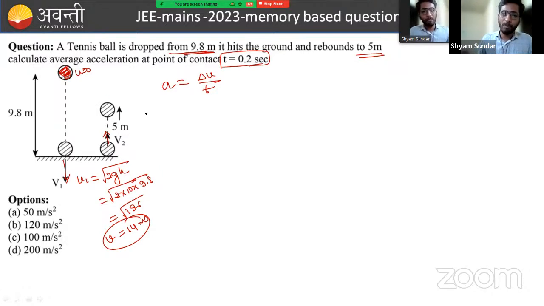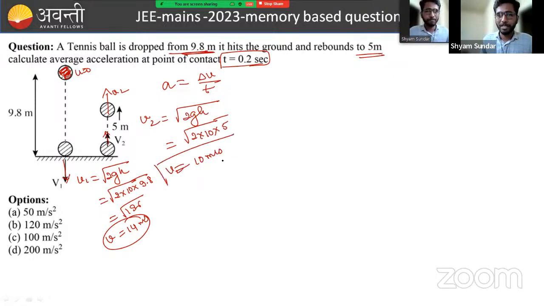Now it is moving in the upward direction. So v2 can be calculated by using the formula under root of 2gh again, right? It is reaching a height of 5 meter. Then it will be 2 into 10 into h value 5. Then 50 into 2 means 100. It is nothing but 10 meter per second, the v2 velocity, right? But these two are in opposite directions, right?